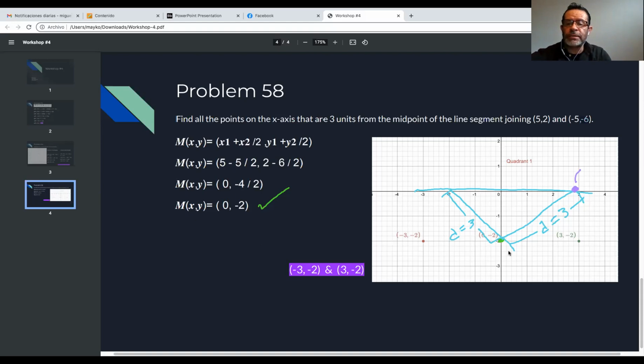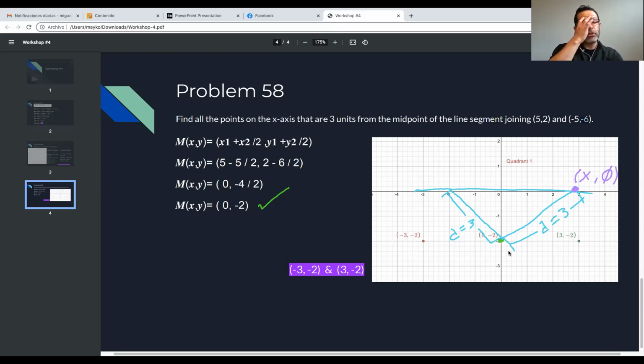If this point is on the x-axis, it means that it's a point called x comma 0. Why is it x comma 0? We don't know the value of x, and since it's on the x-axis, the value of y is 0. Is that understood? Questions up to that point?